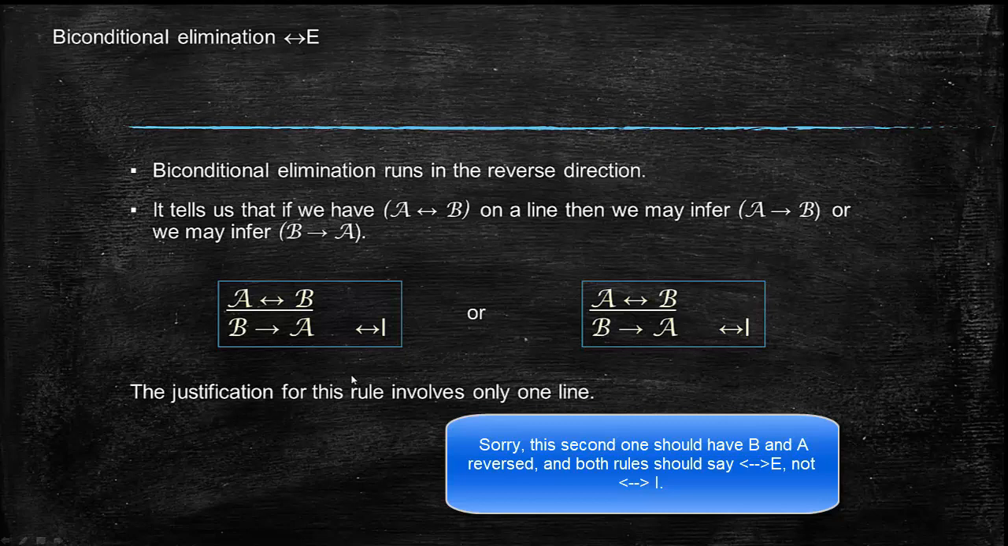So it's not the exact opposite of biconditional introduction, but again, it's very intuitive. You're just taking one of the corresponding conditionals out and writing it down on the line below. So here, of course, you've only got one line to cite, whereas with biconditional introduction, you had two lines that you need to cite. All right, so let's just look at a couple examples of these.